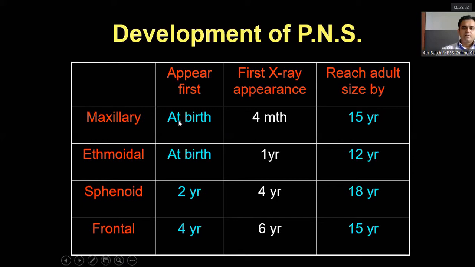So, development of paranasal sinuses. There are four sinuses that we are going to talk about: maxillary, ethmoidal, sphenoid, and frontal. The maxillary and ethmoid sinuses are present at birth, but the sphenoid sinus is present only at 2 years of age, and the frontal only by 4 years. Even though these two are present at birth, on X-ray they are not seen.